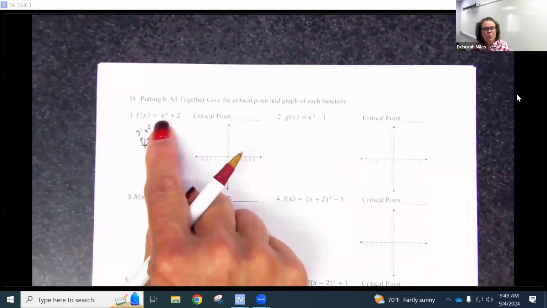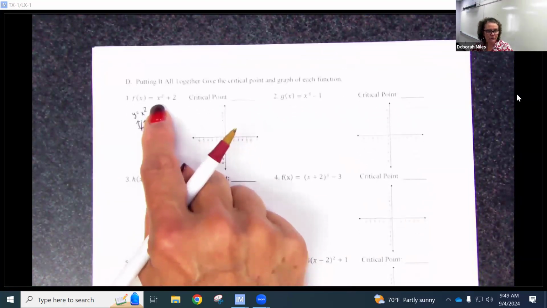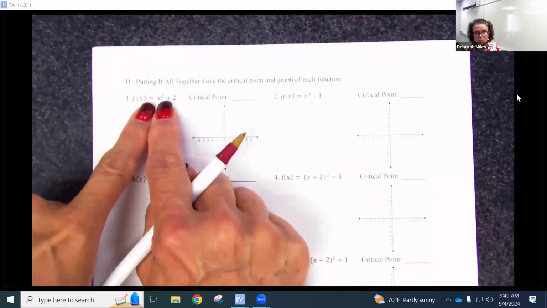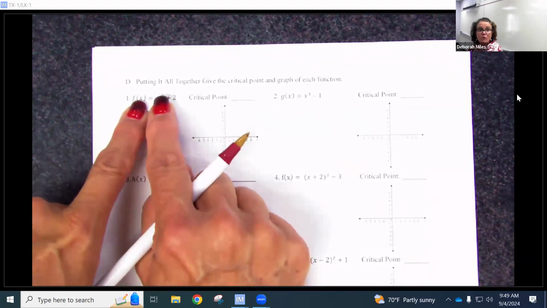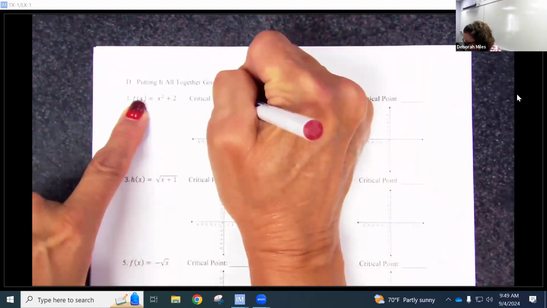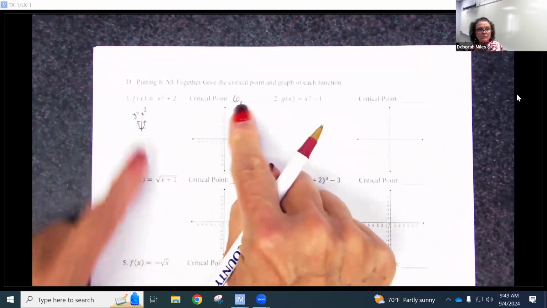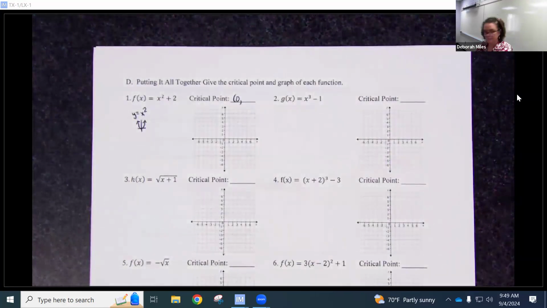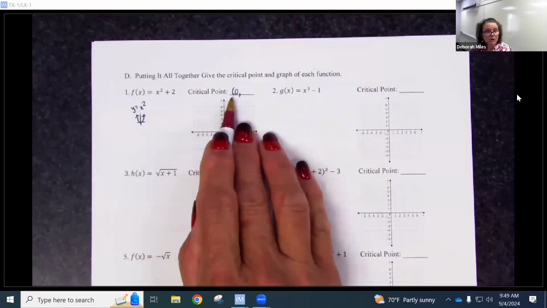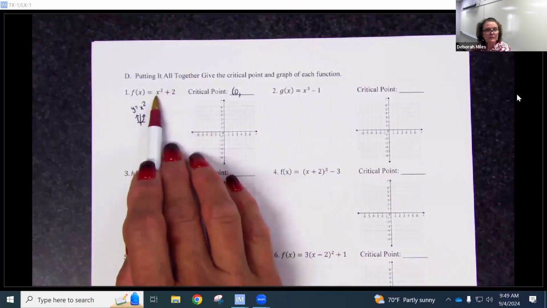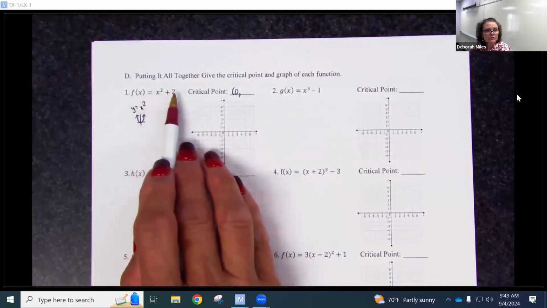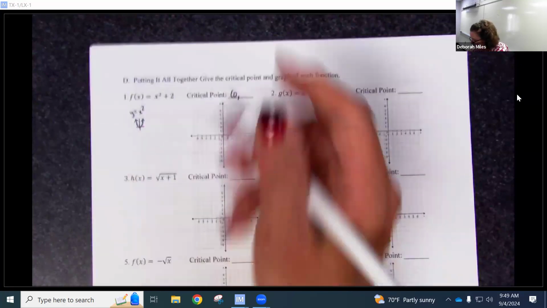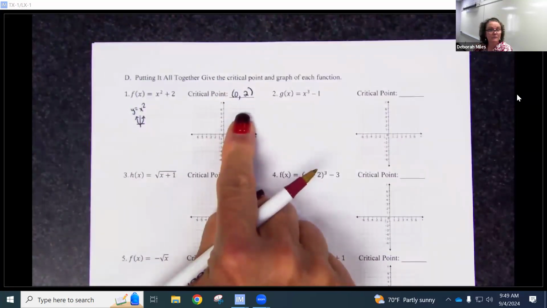Then I'm thinking, what's subtracted from x before I square it is a horizontal shift. There is no horizontal shift. There's nothing added or subtracted before you square. So the horizontal shift is 0. Your horizontal shift is 0 because nothing is added or subtracted before you square the x. That 2 is added after you square the x, so it's the vertical shift.